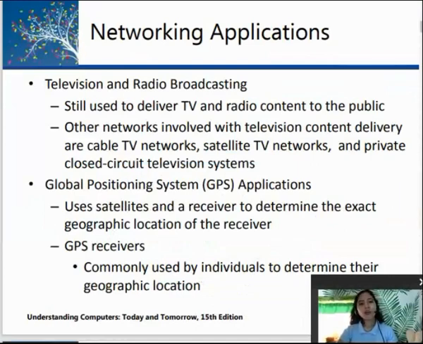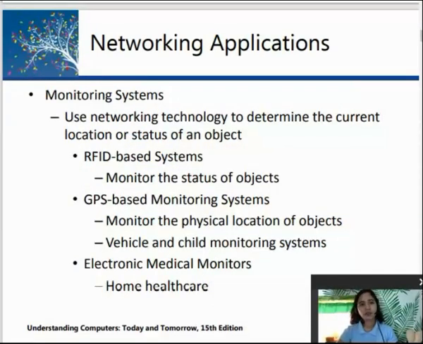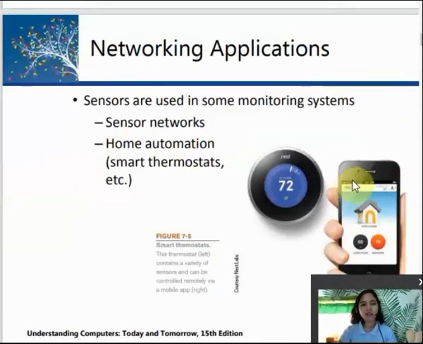Also, there is a wide variety of global positioning system or GPS that uses satellites and a receiver to determine the exact geographic location of the receiver, and monitoring systems applications used by individuals and businesses, since they use networking technology to determine the current location or status of an object. This includes RFID-based systems, which are used to monitor the status of objects. We have GPS-based monitoring systems used to monitor the physical location of objects, electronic medical monitors that are used for home healthcare, and sensors that are also used in monitoring systems.